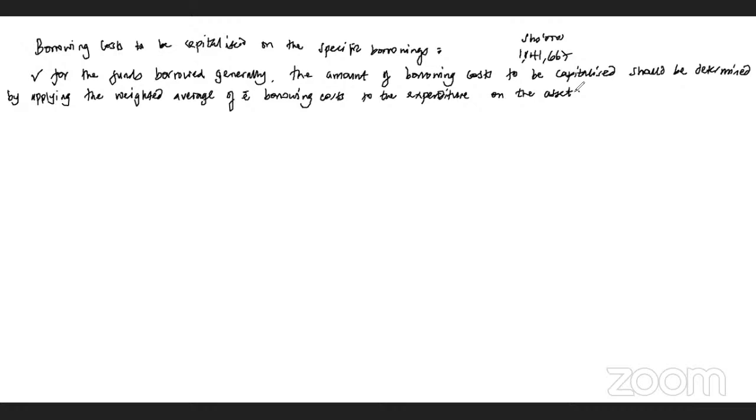Telling us that for the funds borrowed generally, the amount of borrowing costs to be capitalized should be determined by applying the weighted average of the borrowing costs to the expenditure on that asset. So we have to come up with what we call the weighted average capitalization rate. Remember, we have a pool of debts other than the specific debt. Let's compute that from here.